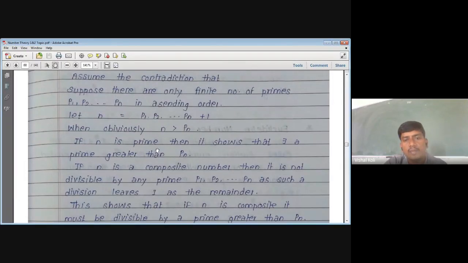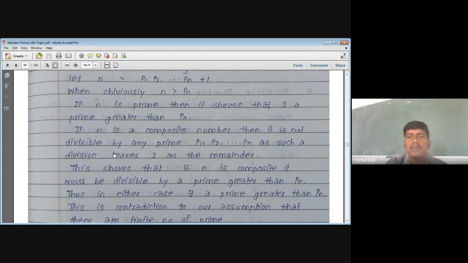If suppose n is a prime, then it shows that there exists a prime greater than pn, since n is greater than pn. In this case we get a contradiction to our assumption that there are only finite number of primes. Now the second case is that n is a composite number.